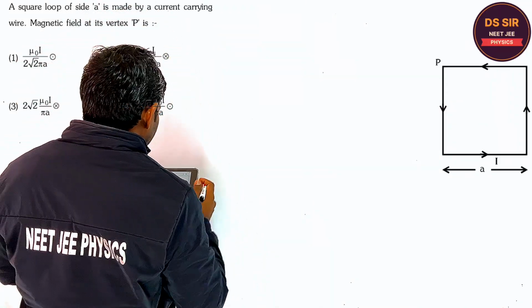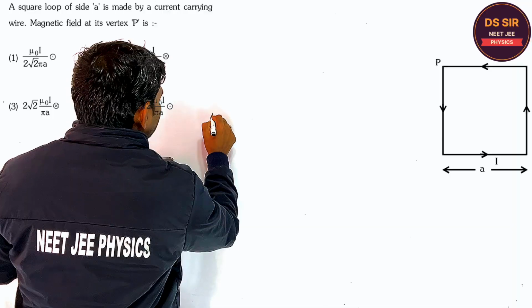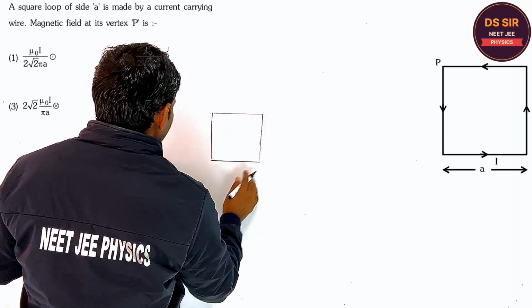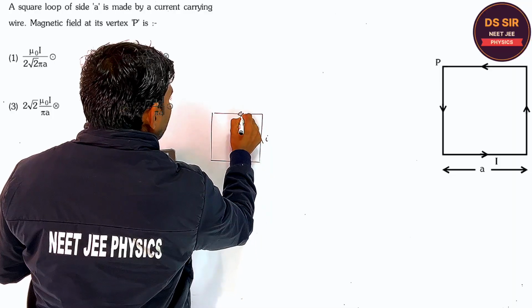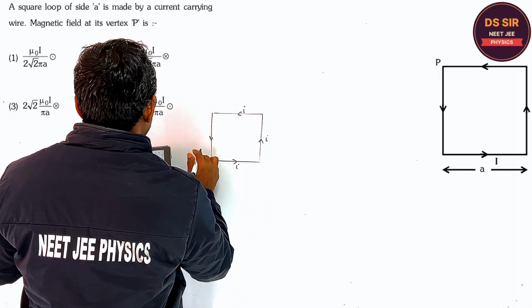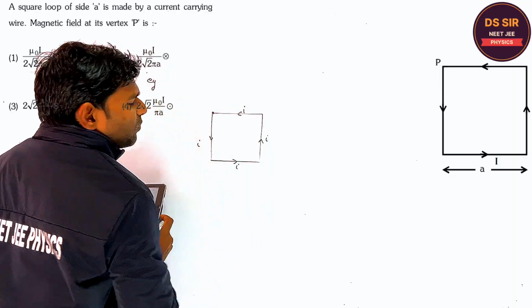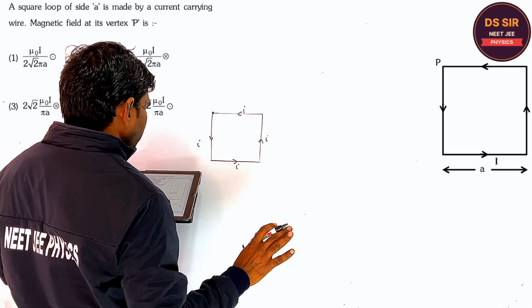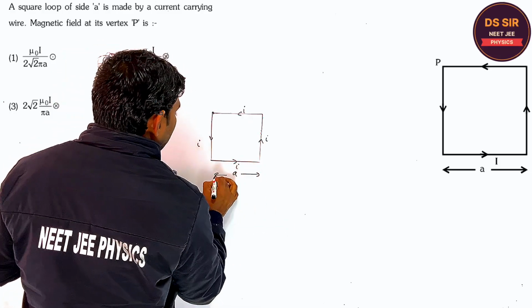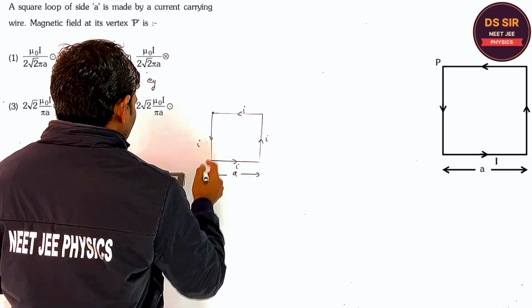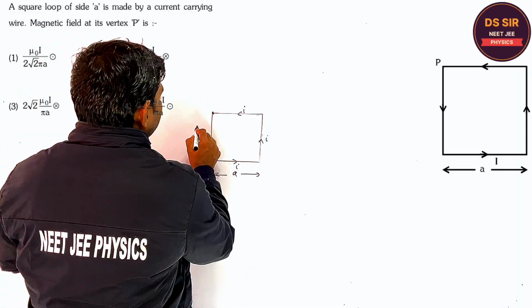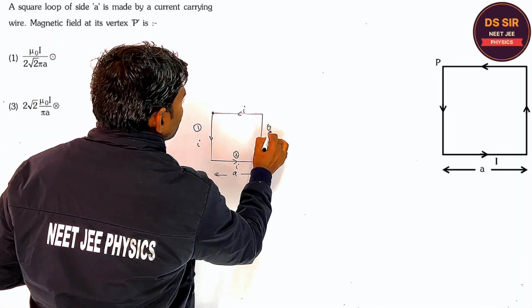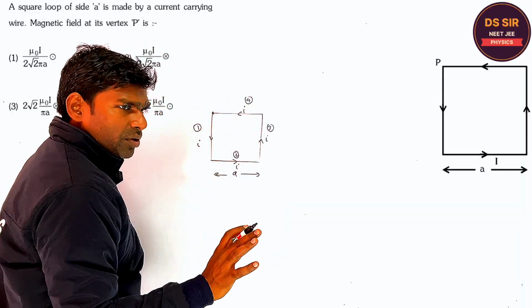A square loop of side A is made. Suppose this is the square loop, and the current carrying wire is like this. And here we have to find the magnetic field. Are you getting or not? You tell. This is the side A. The magnetic field we have to find. So how many portions are there? 1, 2, 3, 4. Is it clear or not?